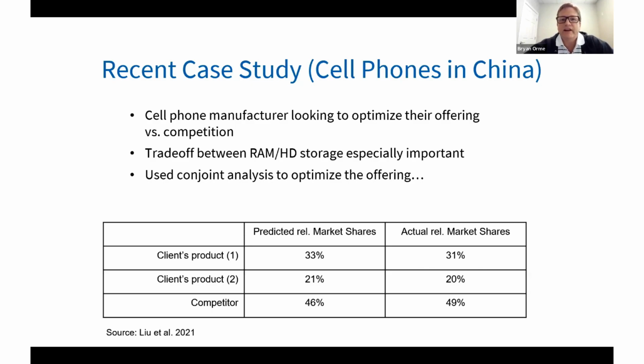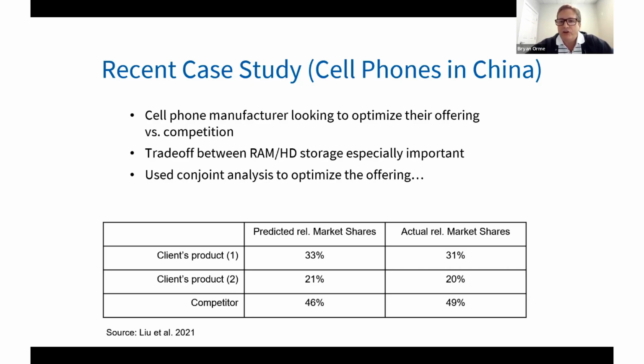And they wanted conjoint analysis to be able to help them optimize the right offering in terms of RAM, hard drive, and there were 12 other attributes involved, including price. So it was more than just a RAM hard drive storage trade-off, but that particular trade-off was of critical interest to the client. They used conjoint analysis and interviewed, I can't remember, it was something like 500 or 800 respondents to optimize the offering versus the competitor.